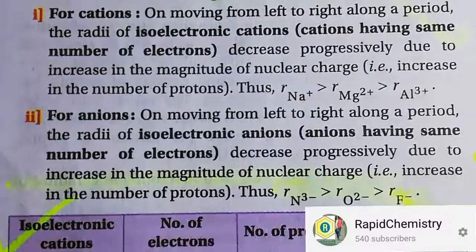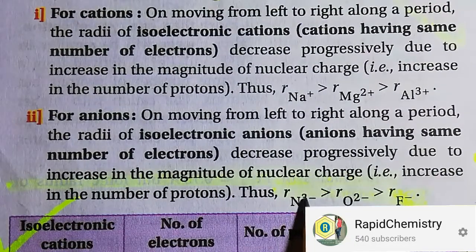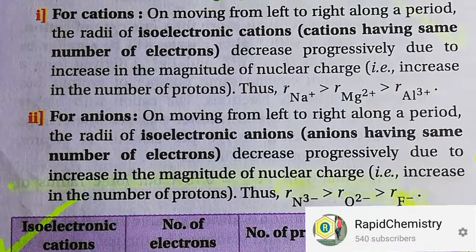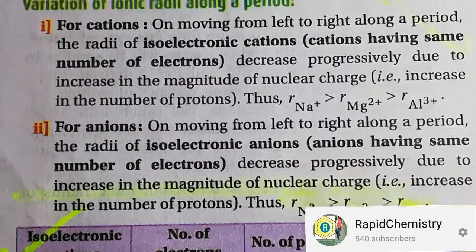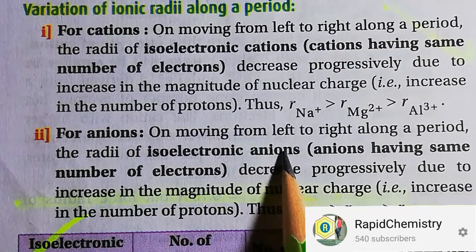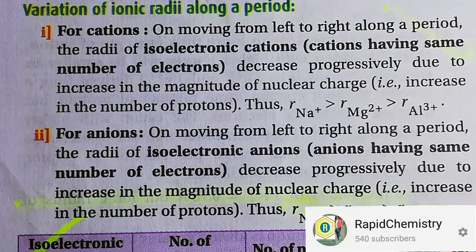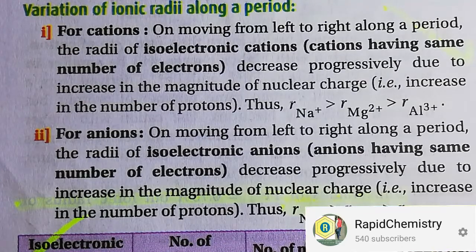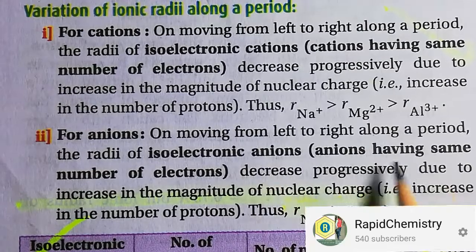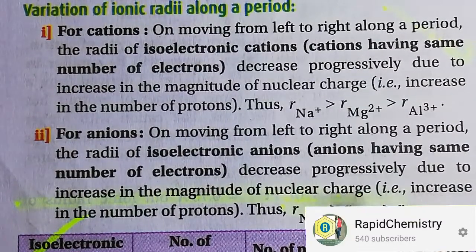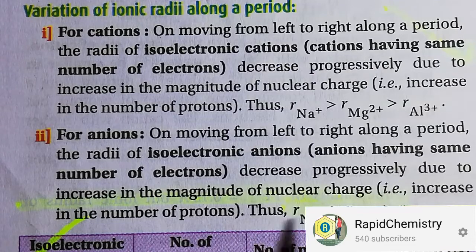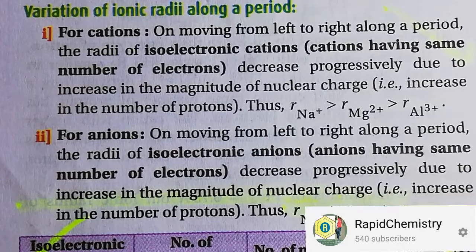So what about the anions? The more the negative charge, the bigger the size. As written here, on moving from left to right along a period, the radii of isoelectronic anions, meaning all these ions have the same number of electrons: fluorine 9 plus 1 is 10, oxygen 8 plus 2 is 10, nitrogen 7 plus 3 is 10. The radii of isoelectronic anions decrease progressively due to the increase in the magnitude of nuclear charge, that is, the increase in the number of protons. So the nitride ion is the biggest out of these three.